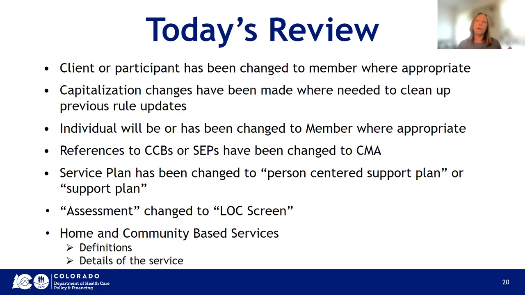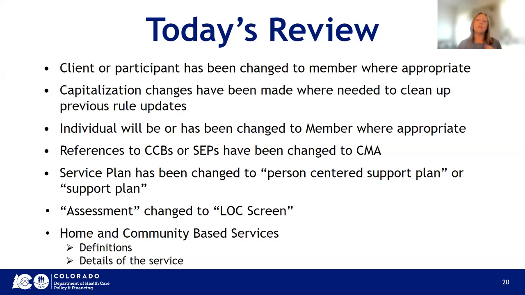Everywhere you see, or historically where you've seen, client or participant, we've changed that to member where appropriate for consistency. Any capitalization changes have been made to clean up previous rule updates. We've also changed references from individual to member where appropriate. All references to either CCB, Community Center Board, or Single Entry Point, SEPs, have been changed to CMA, or Case Management Agency. Service plan has been changed to either person-centered support plan or support plan where appropriate. For assessment, we've tried to make sure that's LOC, or level of care screening, for consistency.